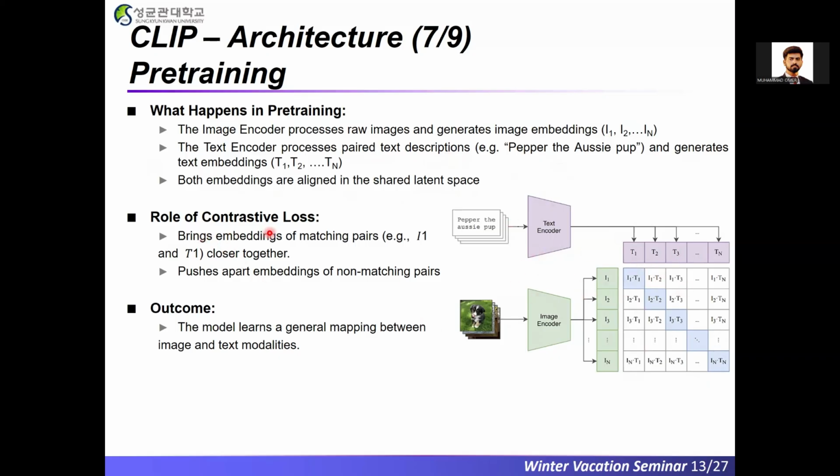So what is the role of contrastive loss here? Bringing embeddings of matching pairs like I1 T1, I2 T2, I3 T3 close together and pushing apart all the other embeddings. We don't want them to have similarity. Based on this, the outcome is that the model learns a general mapping between image and text modalities. It means that the model knows, for example, if the image is of a cat, then it will match the text of a cat. Same goes for the dog and other classes.